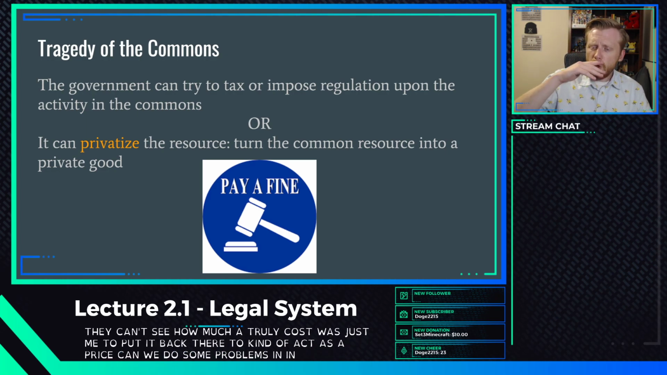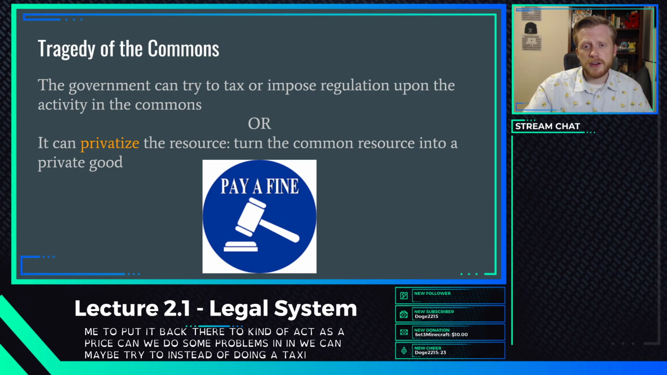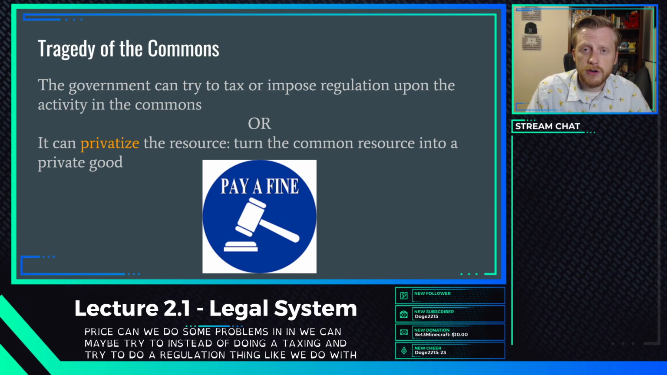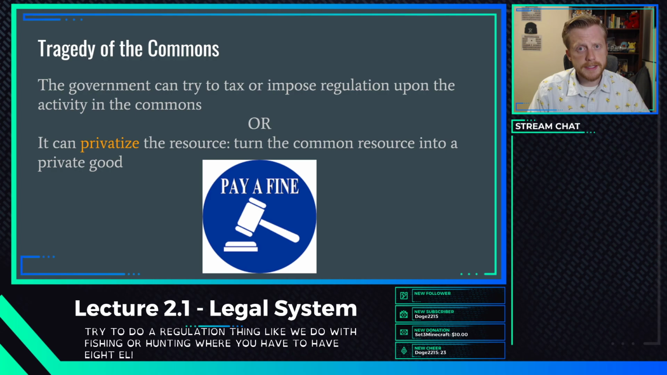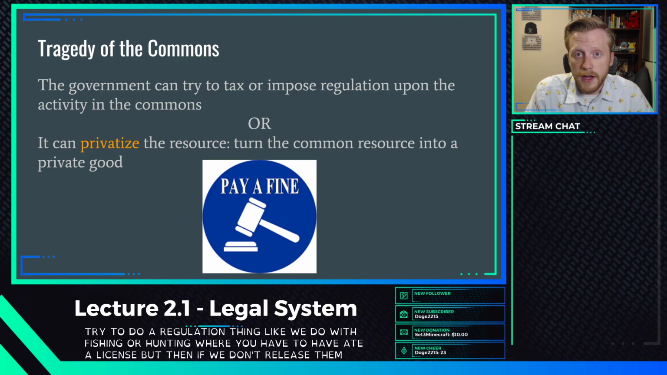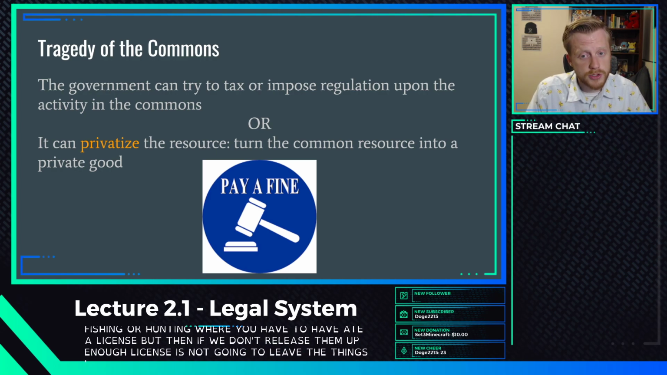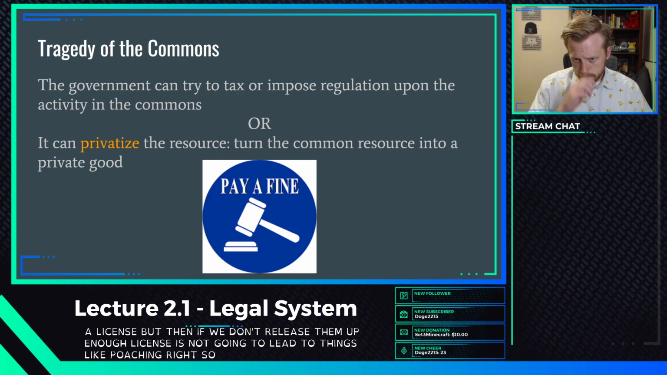And instead of doing a tax, we can maybe try a regulation, like we do with fishing or hunting, where you have to have a license. But then if we don't release enough licenses, that's going to lead to things like poaching, right? So those aren't necessarily pretty answers.